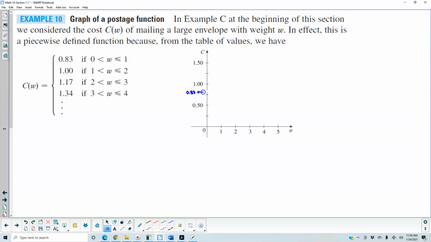Okay, so if we have a letter that weighs 0 ounces, that means that the point is going to start here, but it's going to be an open circle because you notice here that this is a less than, it's not including it. And then it's going to go all the way to the value of 1, and we're going to include the value of 1. So that represents the first one.